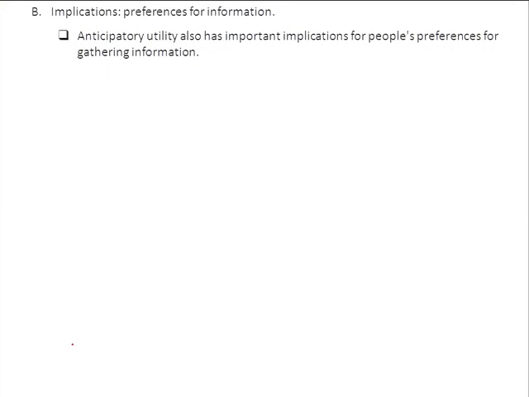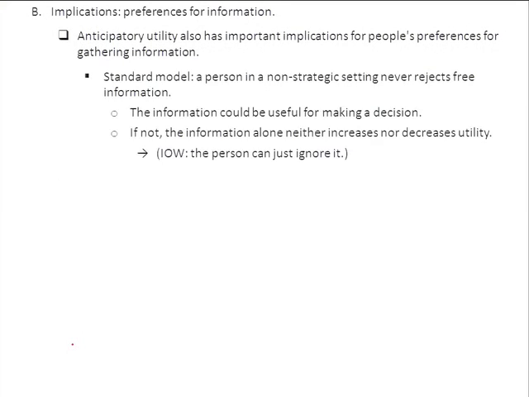Okay? So in the standard model, a person in a non-strategic setting, non-strategic meaning that they're not playing a game with somebody else with incomplete information, should never reject free information. Why? Because there's some possibility, even if trivial, that it could be useful for decision making. And even if not, then you can just ignore the information. The information alone neither increases nor decreases utility because the person can just ignore it. So even if the information is useless, you shouldn't reject free information. You certainly shouldn't have any willingness to pay to not be told some piece of information, because you can just ignore it if it's not helpful. Okay? That's because the only value of the information is what it tells you about outcomes.